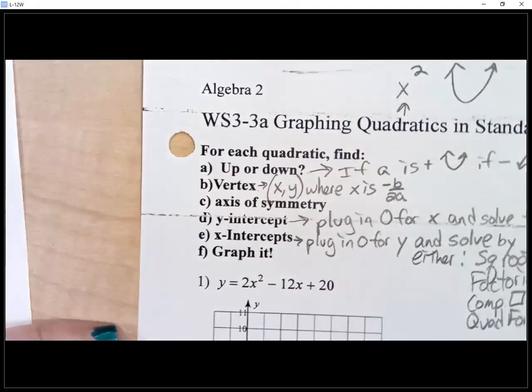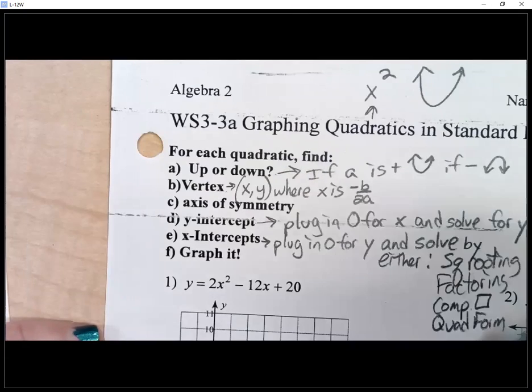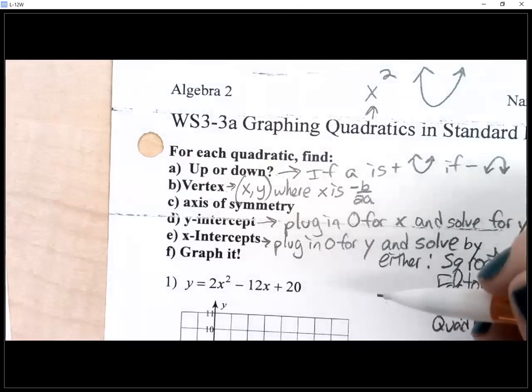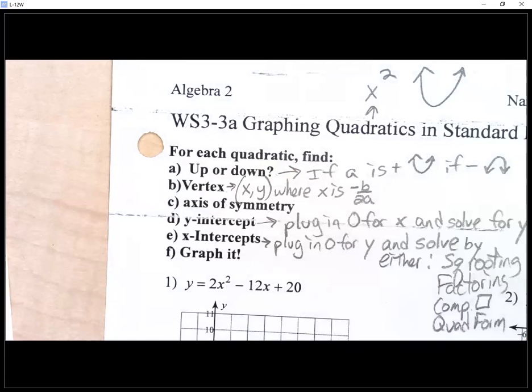So x is negative b over 2a, but then how do you find the y? Does anybody remember? Once you have that x, let's say x comes out, you do negative b over 2a, and it's just a number, right? Let's say it's 2. How would I then find out what y is? Exactly. I just take the answer that I got and I plug it back into the equation and see what comes out.